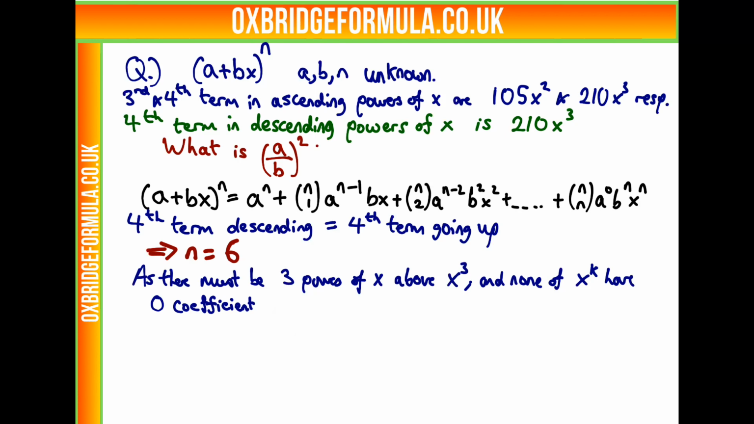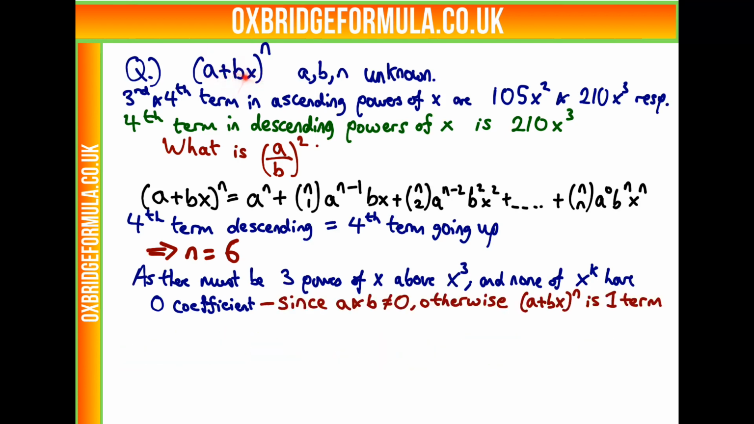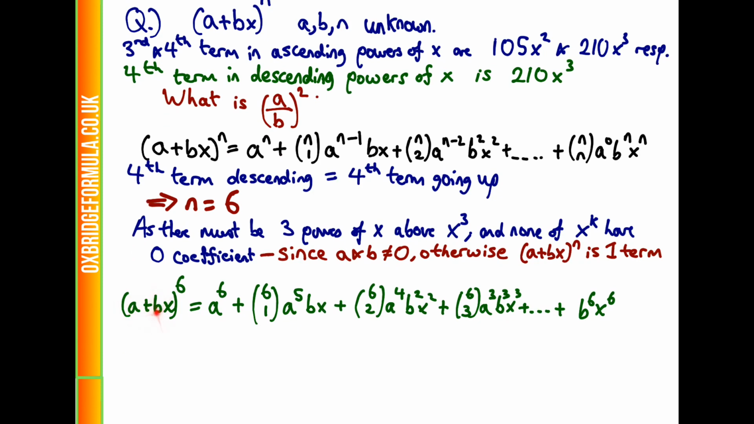Well, that's because suppose a was 0, then you get that this expansion is precisely (bx)^n. So we're only going to get one term. Similarly, if b was 0, we're going to get a^n. But our hypothesis suggests that we have more than one term. So plugging in n equals 6 into our formula, we get that (a + bx)^6 is this equation.